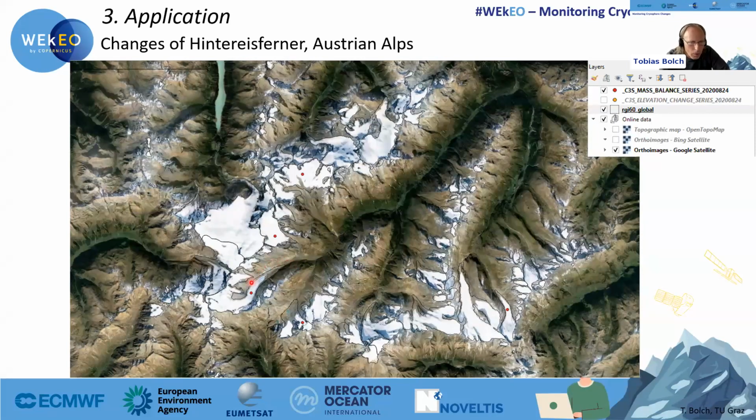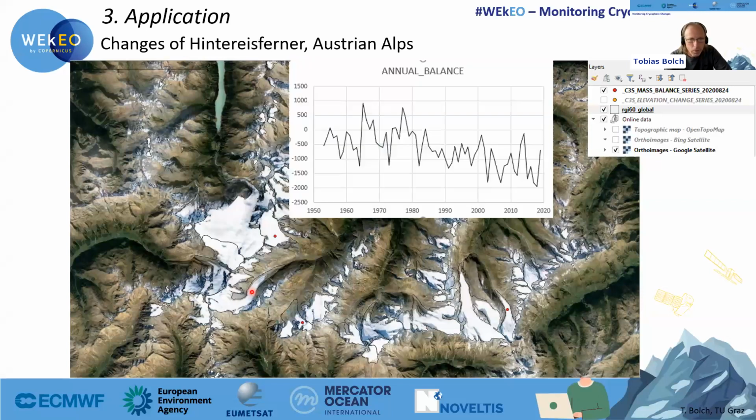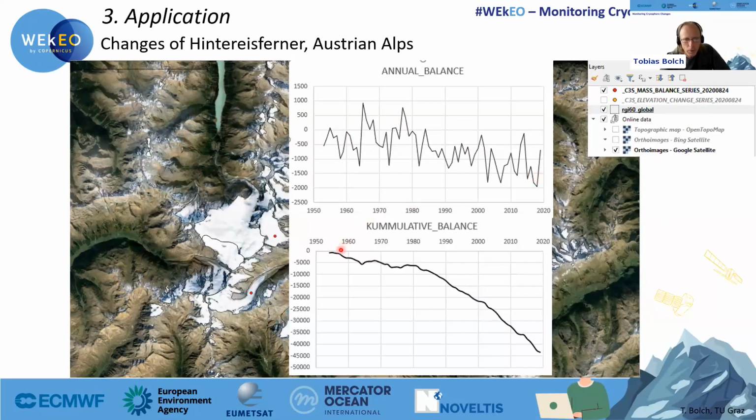But when you want to look a little bit more in detail, you dig into the data set and analyze it, and then you get the information about the mass balance of, in this case, Hintereisferner, and you see it fluctuates, sometimes it's positive, but overall the trend is quite negative. And when you then calculate the cumulative mass balance, you see again it was more or less only slightly negative until the 1980s.